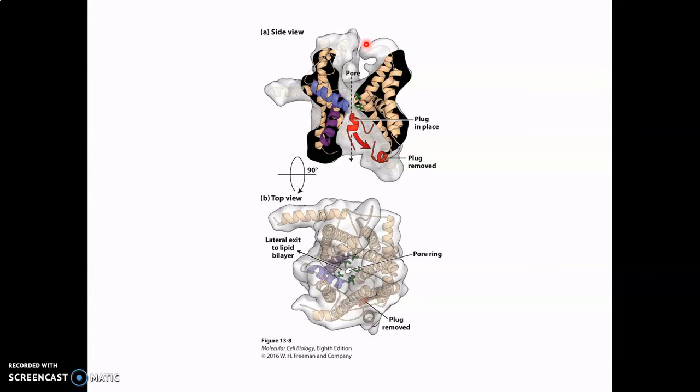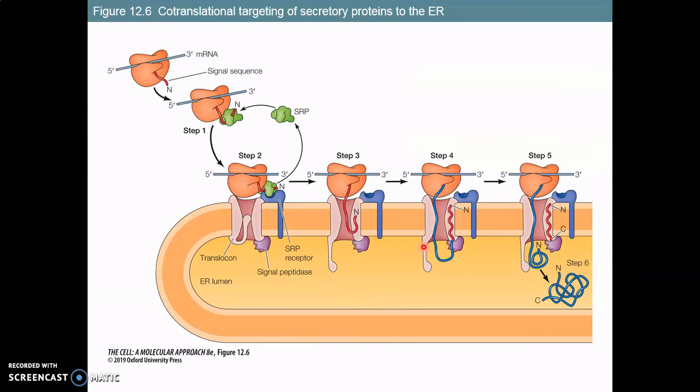And you can see that this has kind of an hourglass type of shape, and the hole or the pore in here is very small and essentially just large enough to allow an unfolded protein to pass through. Okay, so now we have a little bit closer view on what that translocon protein looks like. Next, what we'll do is take a look at the signal recognition particle and its receptor.